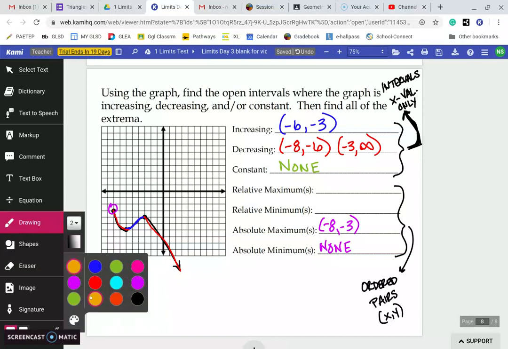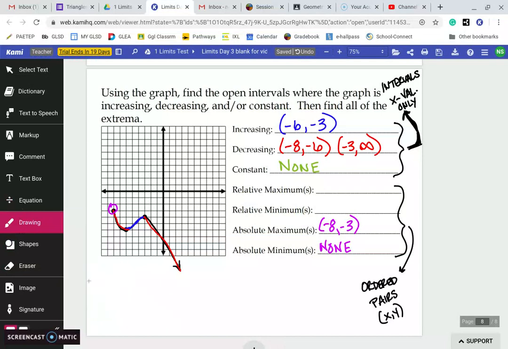And let's use orange. Okay, so this is a relative minimum because I can even see I put it in red and blue. It's changing from decreasing to increasing. So that point there is a relative minimum. So that's going to be the point -6, -6. And then relative maximum, that's going to be my hill. So that's going to be -3, -4.